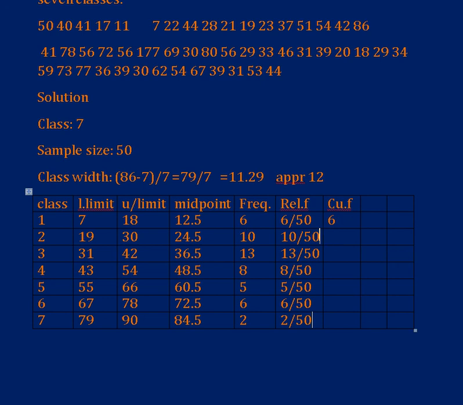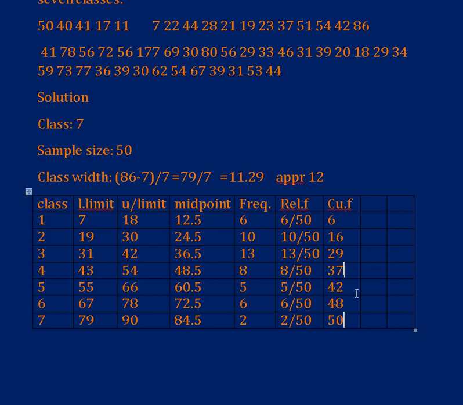And the cumulative frequency, you take the first frequency, you add it to the next frequency and write it down. So 6 plus 10 will be 16. You take this frequency and add to the next frequency. 16 plus 13 will be 29. You take that 29 and add it to 8 again and write it down here. And then you take 37 and add it to 5, and then you keep going that way. So it becomes 42, 48, and here becomes 50.